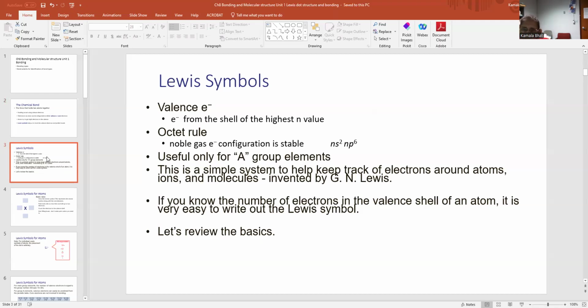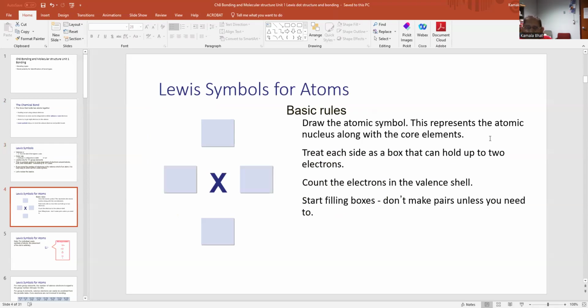This was invented by G.N. Lewis. And if you know the number of valence electrons in the valence shell of an atom, it is very easy to write the Lewis symbol for these atoms. For example, if you have an atom, then first we put in the basic rules: draw the atomic symbol. This represents the atomic nucleus along with the core electrons.